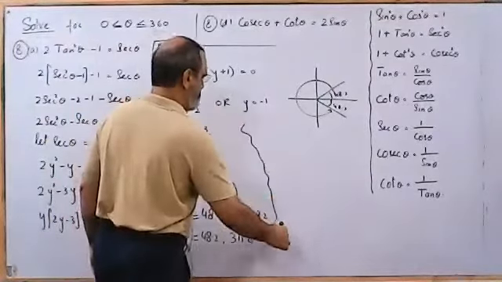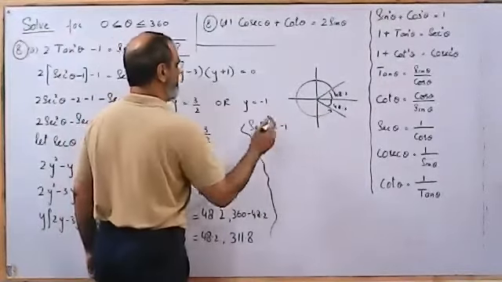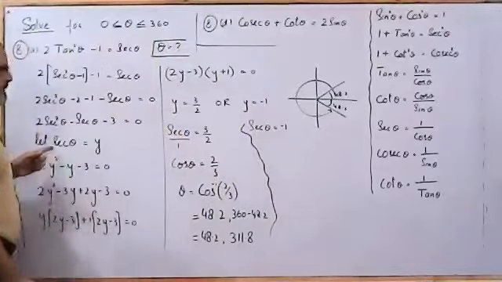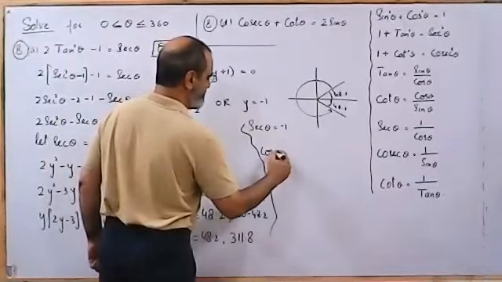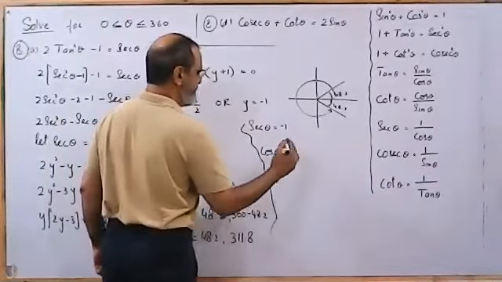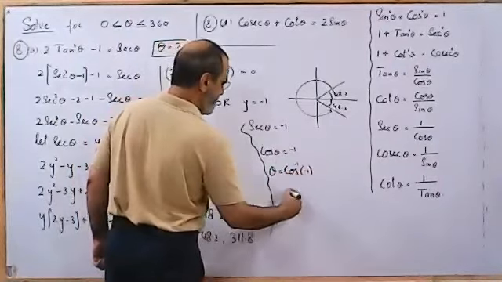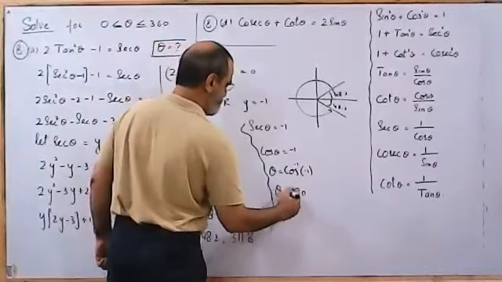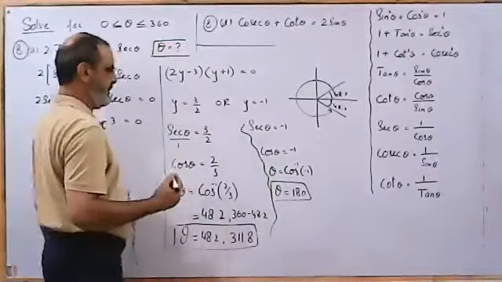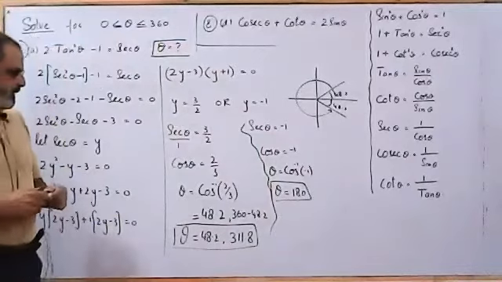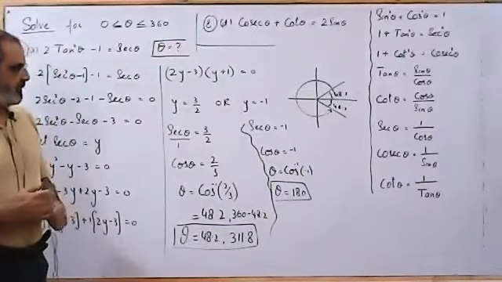Then the other value, secant theta is equal to minus 1. I have replaced y with secant theta. Again, I'll take reciprocal of both sides. Reciprocal of secant is cos theta, and reciprocal of minus 1 is still minus 1. Cos inverse of minus 1 is equal to 180 degrees. So theta has three values: 48.2, 311.8, and 180 degrees. So we have three values of theta.